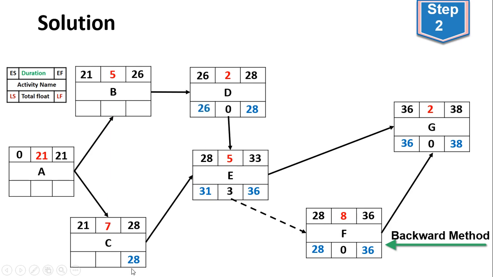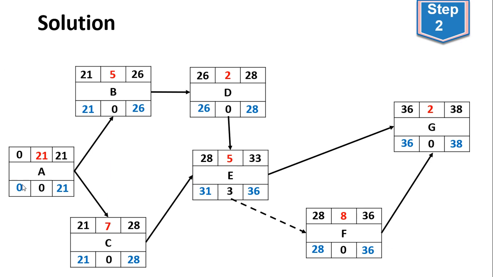For activity C, the difference is 28 minus 7, so we have 21, and the float is 0. After activity C, we go to activity B, where the late finish is the late start of the previous activity, which is 26. 26 minus 5, we get 21, and the float is 0. At activity A, the late finish is the minimum late start between activities B and C. The late start here is the same, 21 and 21. That means the late finish at activity A is 21, the late start is 0, and the float is 0.